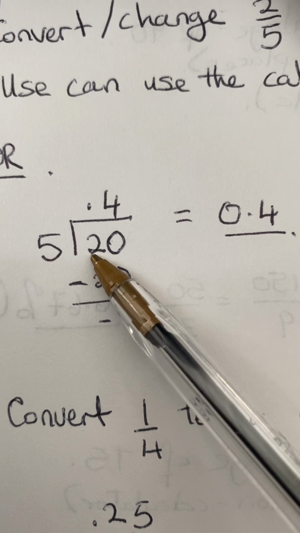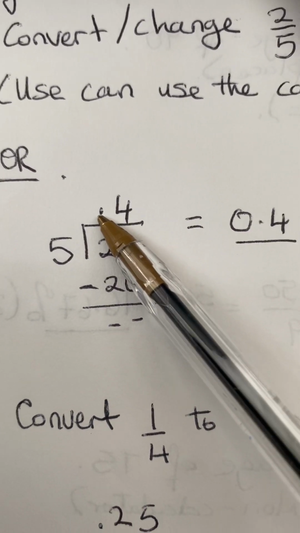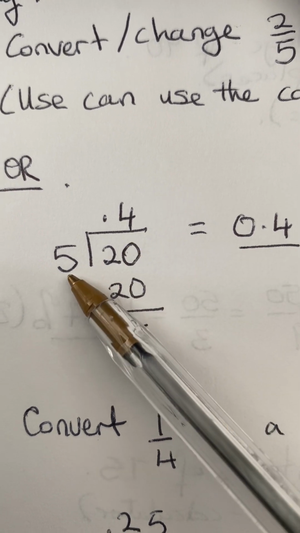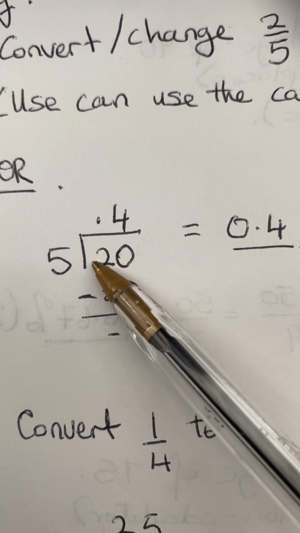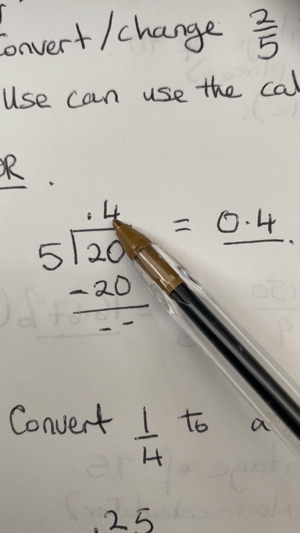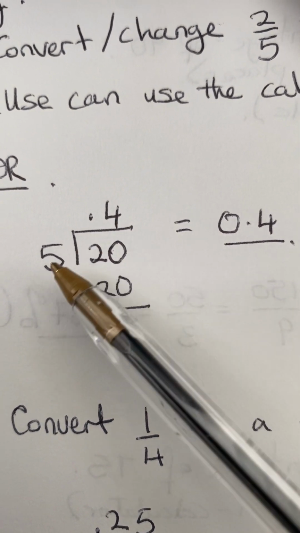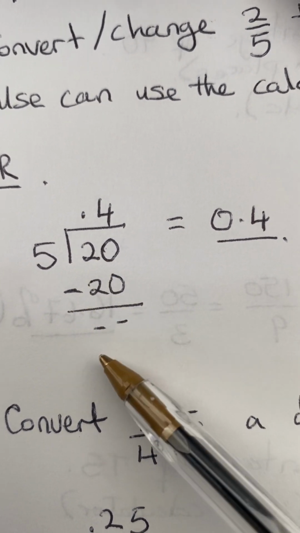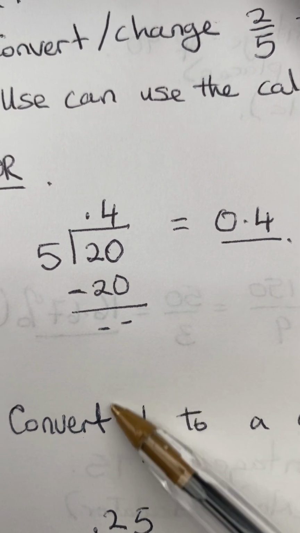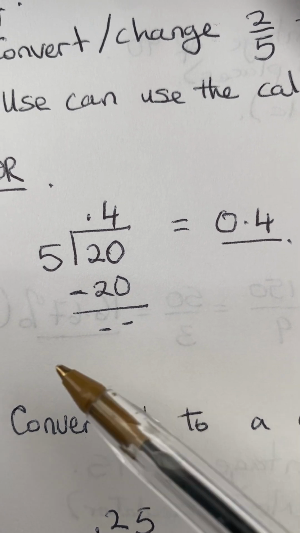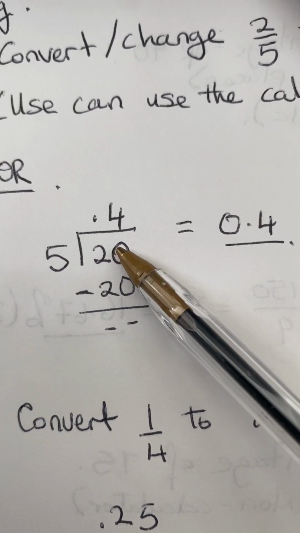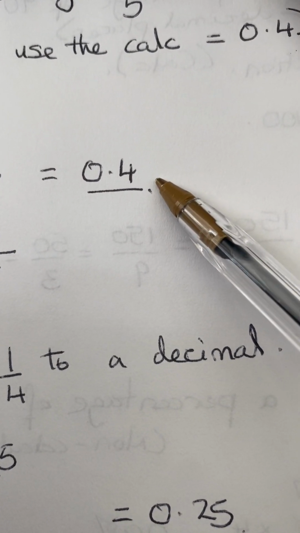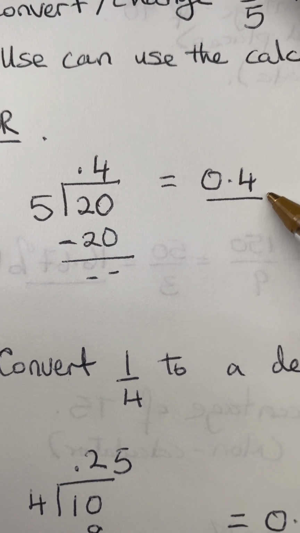Now before you start anything, you put a decimal point and then you add a 0. How many 5s do you have in 20? 4. 4 times 5 is 20. When you subtract, you get 0, so you can't go any further. So now your decimal becomes 0.4. Okay, so let's have a look at it.